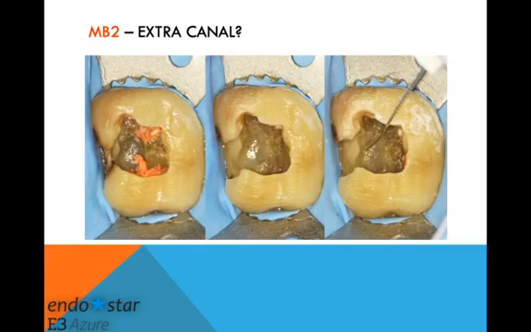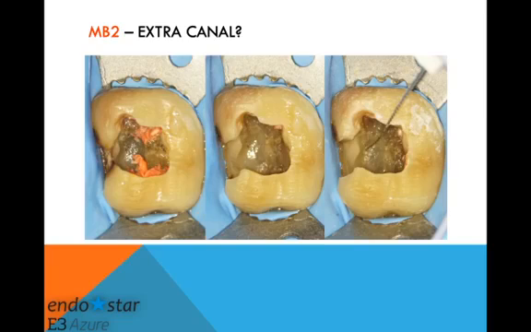Now this second mesiobuccal canal is always situated on an imaginary line which joins the MB1 and the palatal canal. Yes, palatal canal.